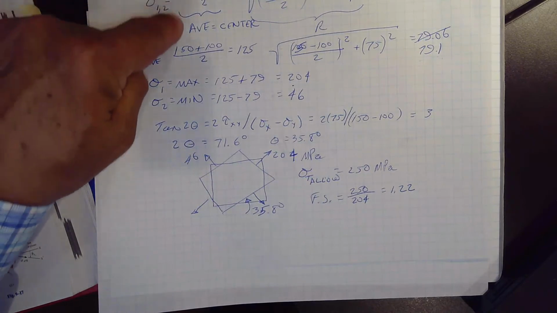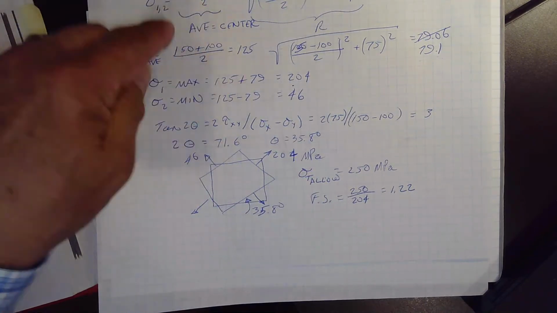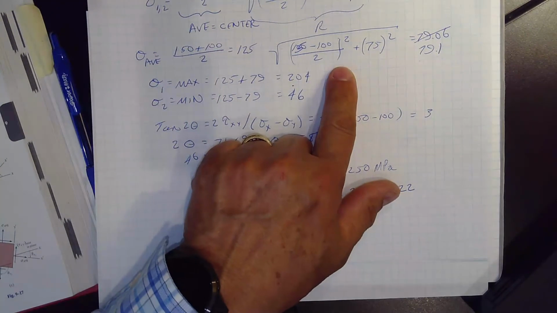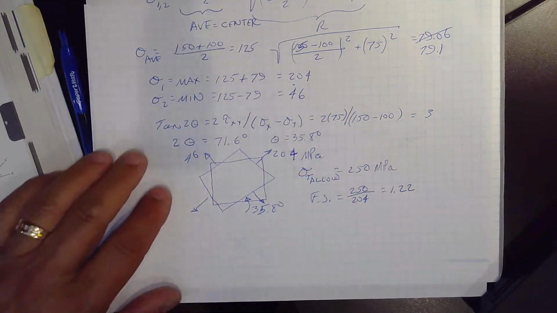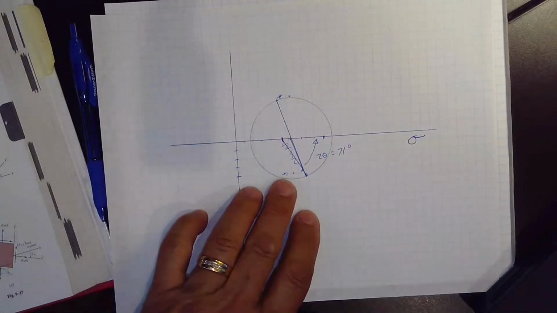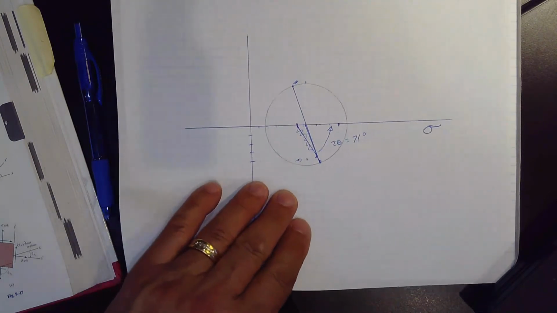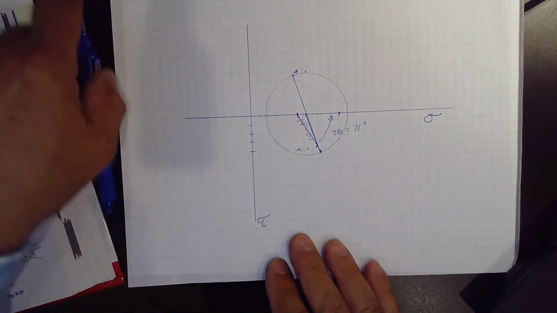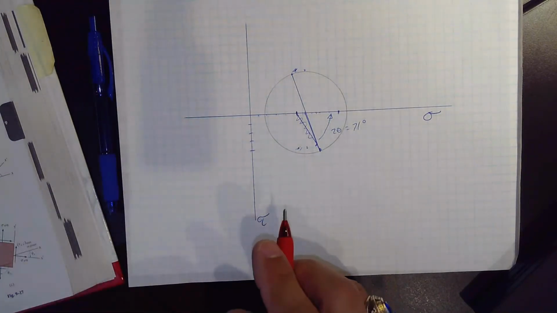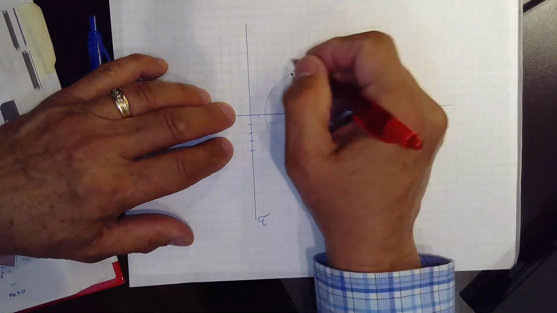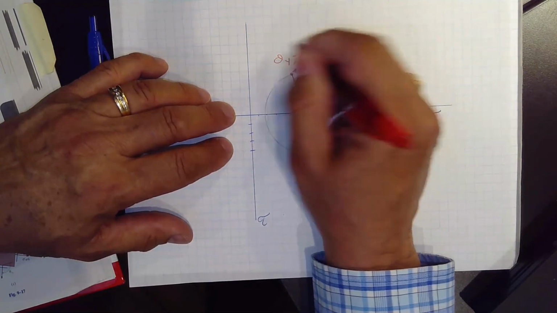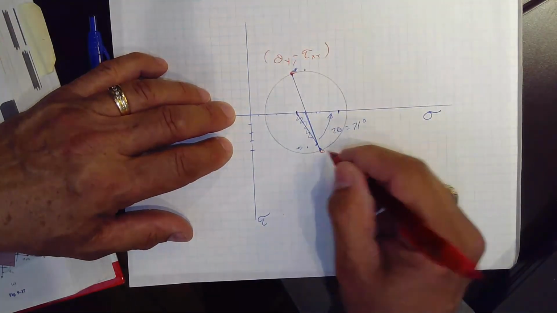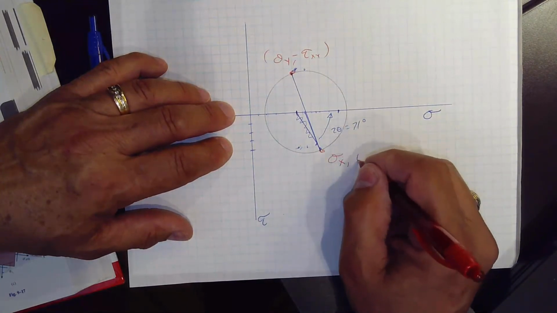Part of finding the principal stresses is finding the center and finding the radius, and we can plot the points on a graph. We can use a graphical method to find our stresses. Because if I had done it better and just plotted this point, which is sigma y, negative tau xy, that's that point, and this point is the original sigma x, tau xy.